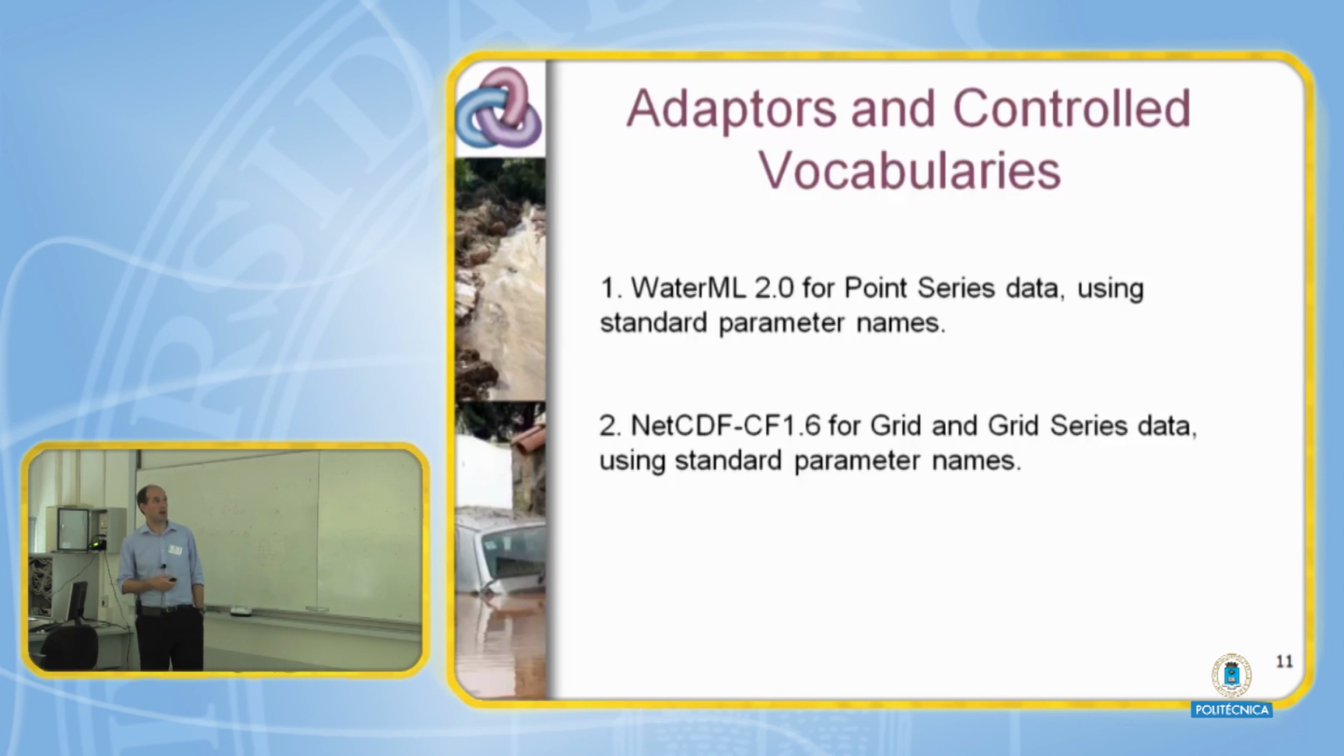So we use controlled vocabularies in these file formats. You'll know by now that we use WaterML2 for point series data using these standard parameter names, and NetCDF with a Climate and Forecasting version 1.6 vocabulary for the meteorological outputs.